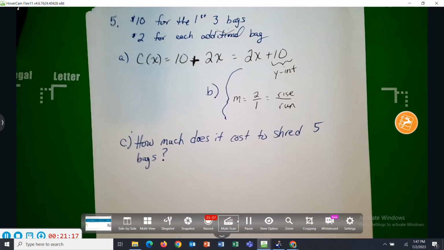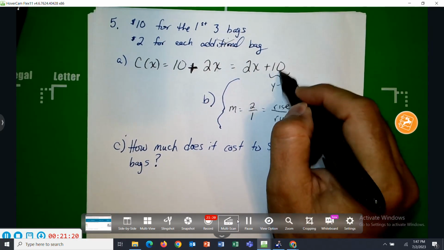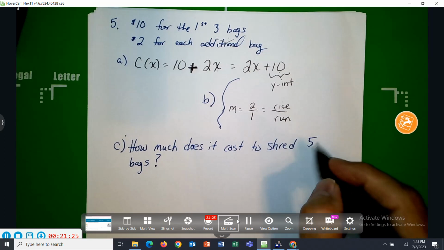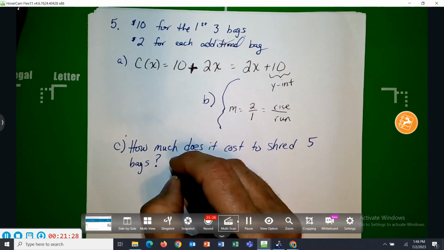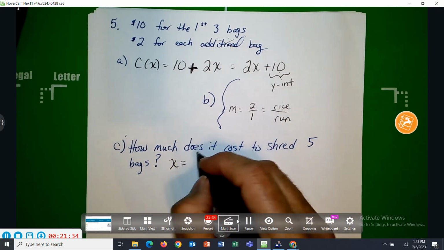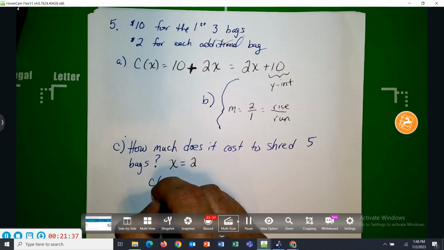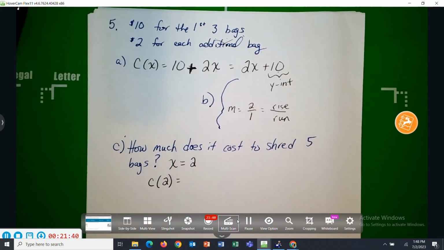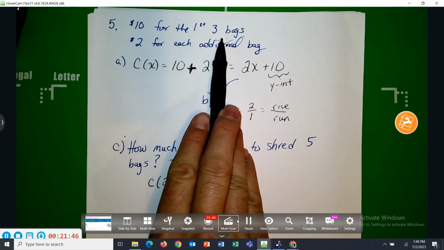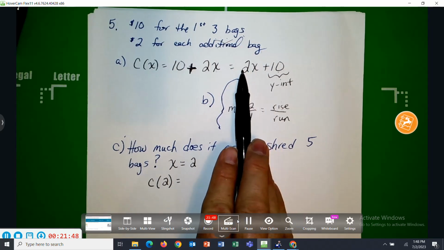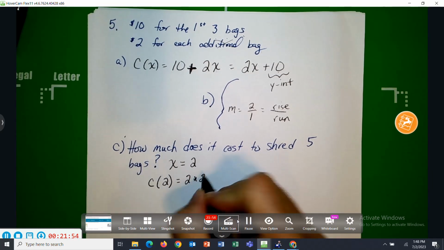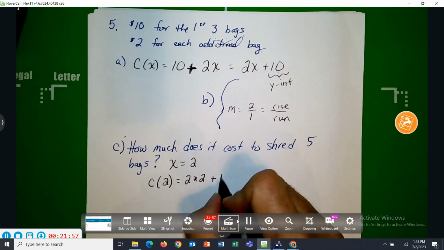Well, remember, the way the model is set up, it's $10 for the first 2 bags and $2 for each additional bag. So if they're shredding 5 bags, how many additional bags is that? Well, 2. The cost of shredding 2 additional bags. The first 3 bags are covered with the $10. Then it's $2 for every additional bag. So it would be 2 times 2, I plugged the 2 in place of the x, plus 10.